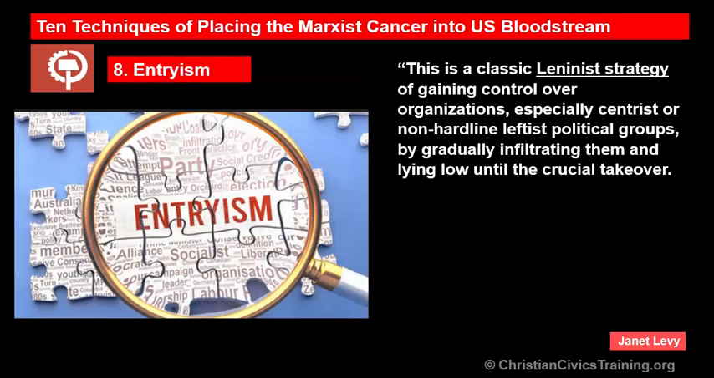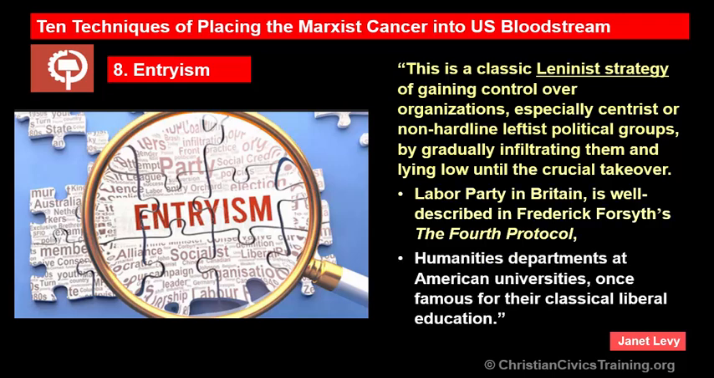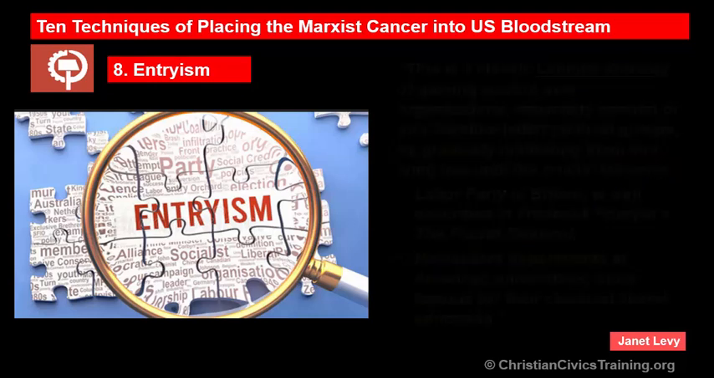Entryism, number 8. This is a classic Leninist strategy of gaining control over organizations, especially centrist or non-hardline leftist political groups, by gradually infiltrating them and lying low until the crucial takeover. The Labour Party in Britain is well described in Frederick Forsyth's The Fourth Protocol. The humanities departments at American universities, once famous for their classical liberal education, have been compromised through entryism.